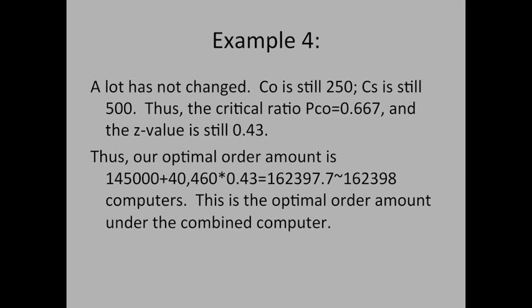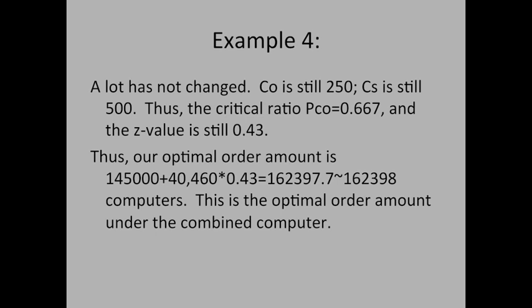The beauty of a problem like this is what has not changed. The cost of overage is still 250 in this case. The cost of shortage is still 500 in this case. As a result, the critical ratio is still 0.667. It has not changed. The z value is still 0.43. It has not changed.